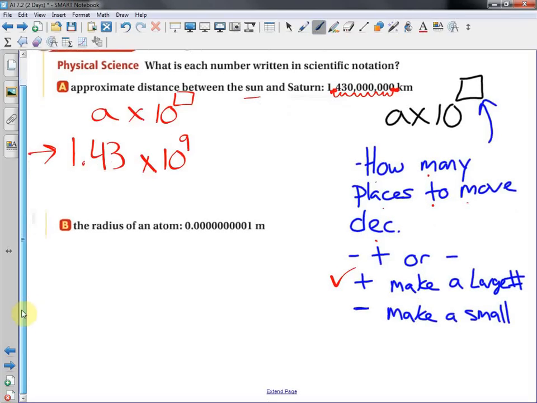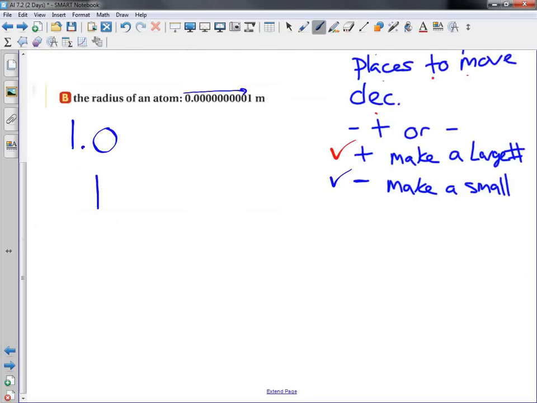All right, let's try B. B is a little bit different because instead of a large number, it's a very small number. So we need to make a small number with a negative. Again, I need to make my a value. Now, if I want to write it without all those zeros, I need to wait until I get to 1, right? Some people will write it like that, 1.0. I don't feel like it's totally necessary, so we'll just write it as 1.